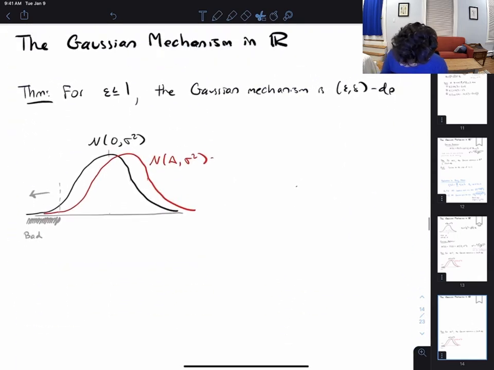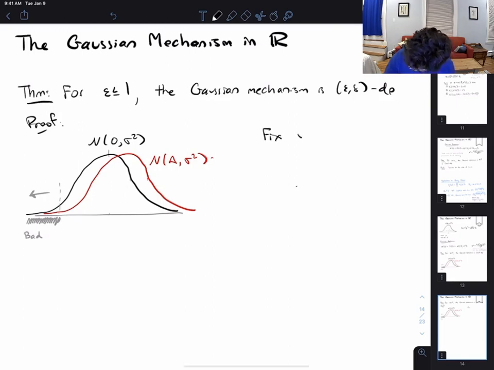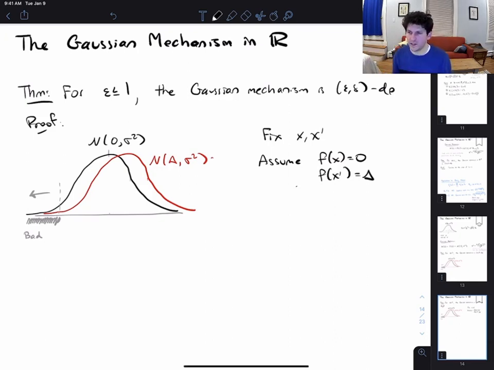All right. So how are we going to do the proof? Well, let's start by fixing x and x prime. These are going to be some neighboring data sets. And just to simplify things, let's assume that f of x is 0 and f of x prime is exactly delta, which is the furthest from 0 it can be. It won't be too hard to see that the worst case is when you shift the red curve as far away from the black curve as possible.